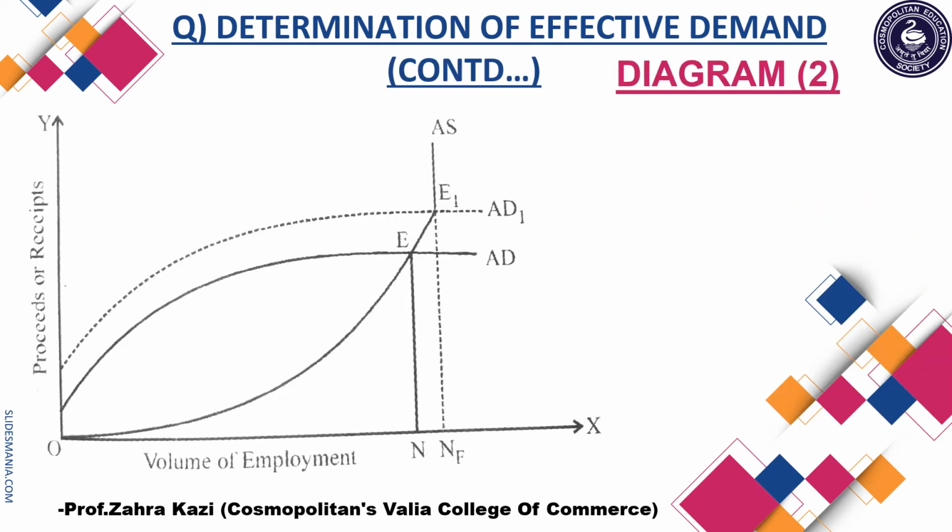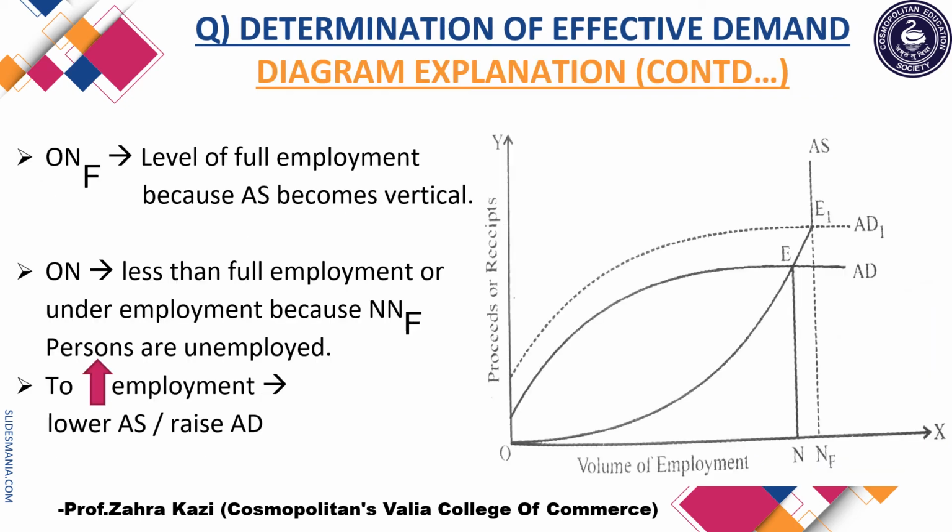This is the second diagram of the same topic, determination of effective demand. Let's understand this diagram. ONF is called the level of full employment. This is because at that level of employment, the AS curve becomes vertical in shape. Hence, the level of employment at ON is described as less than full employment equilibrium or underemployment equilibrium. Why? This is because at ON level of employment, NNF persons are unemployed.